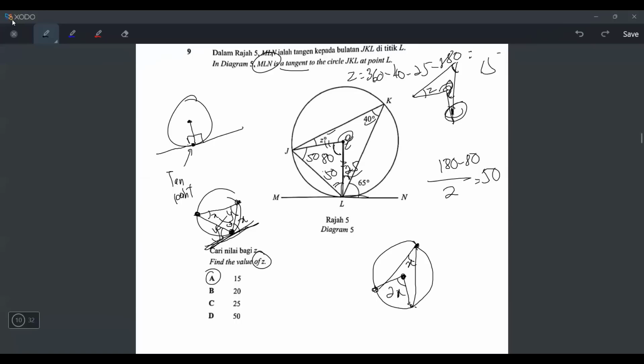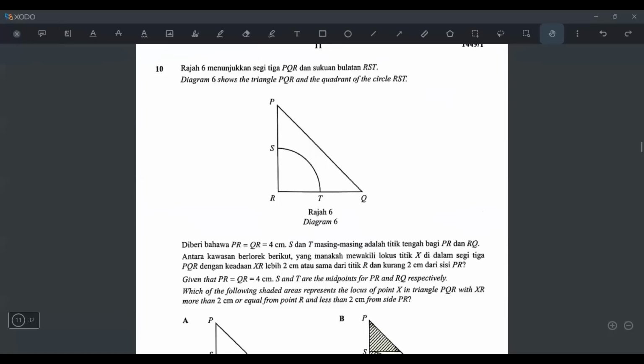So that's the answer. I hope you understand what I'm explaining here.